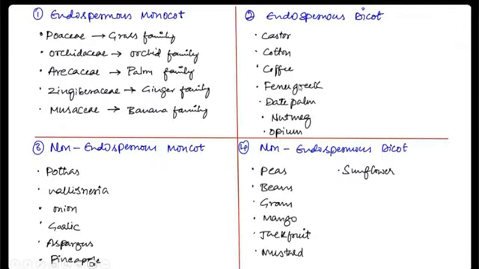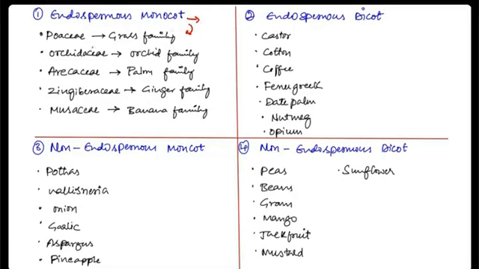So make sure to read it and remember it, because you might expect some direct questions, or simply MCQs, where they will be asking which one of the following is a non-embryonic, like endospermic seed or non-endospermic seeds, all these kinds of questions. So make sure to remember it.